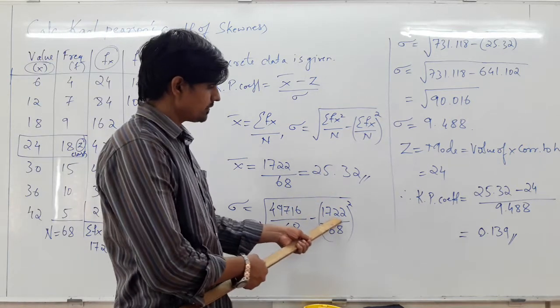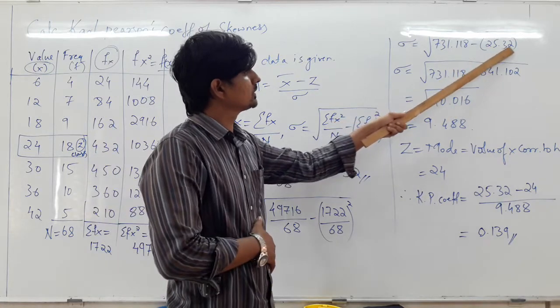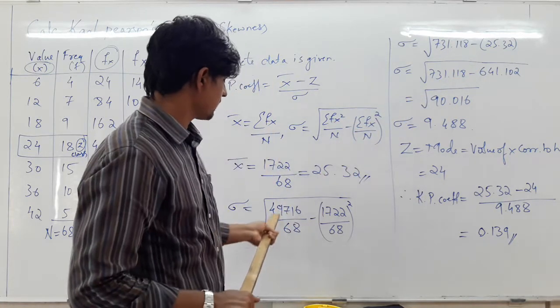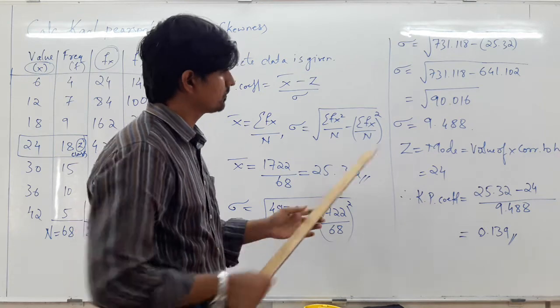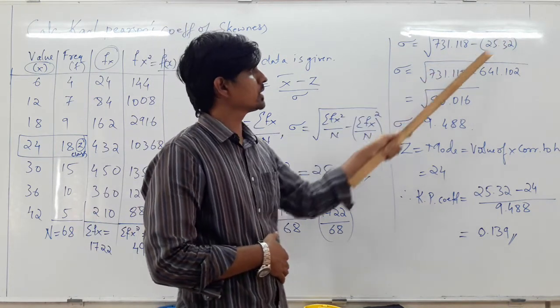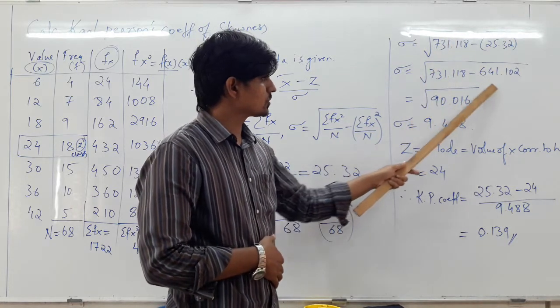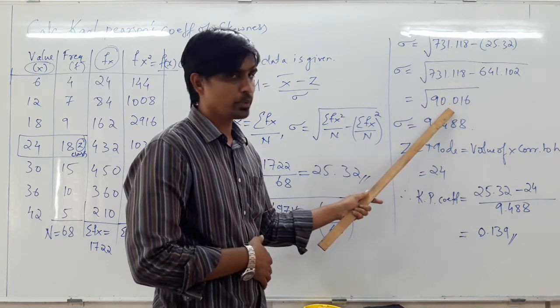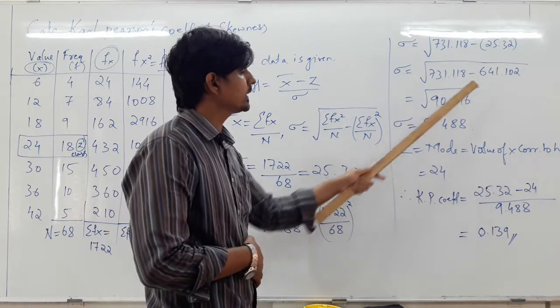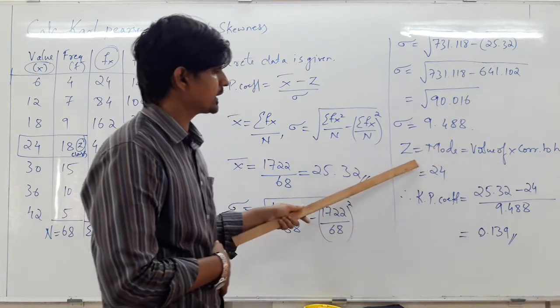Now we have already found this answer, 25.32, right here. So divide 49716 by 68. If you divide it you get 731.118. Square this number, you get 641.102. Subtract these two, it will be 90.016. So square root of 90.016 is 9.488. We have to calculate mode.